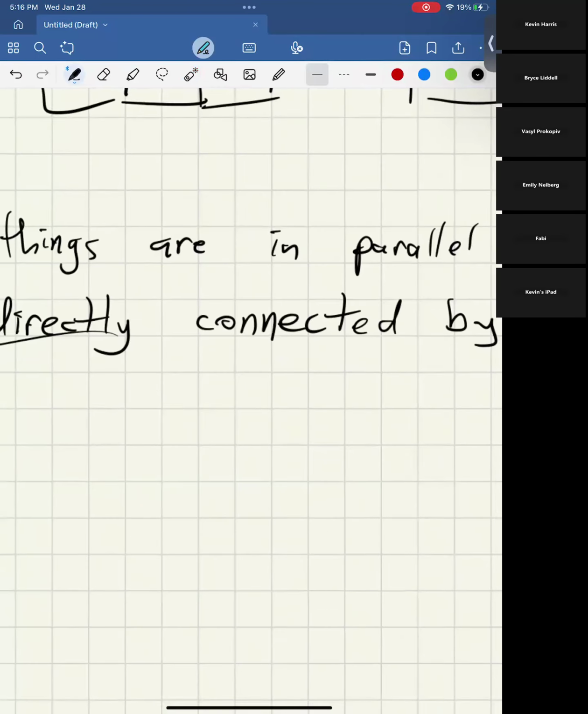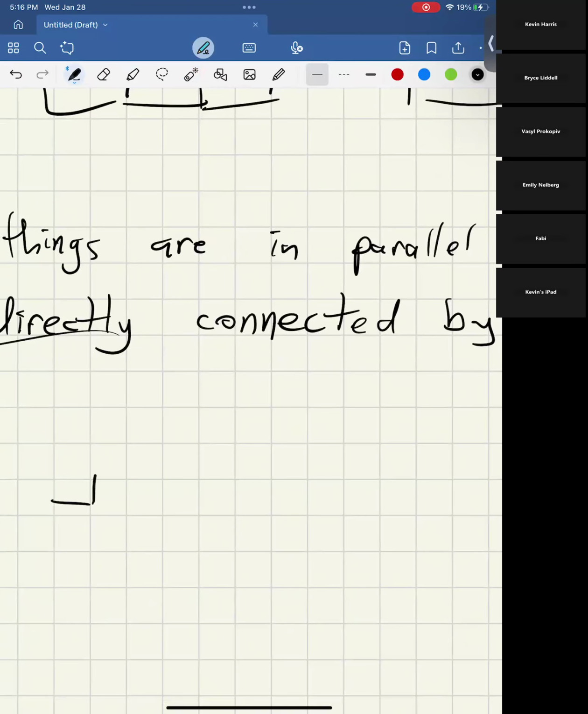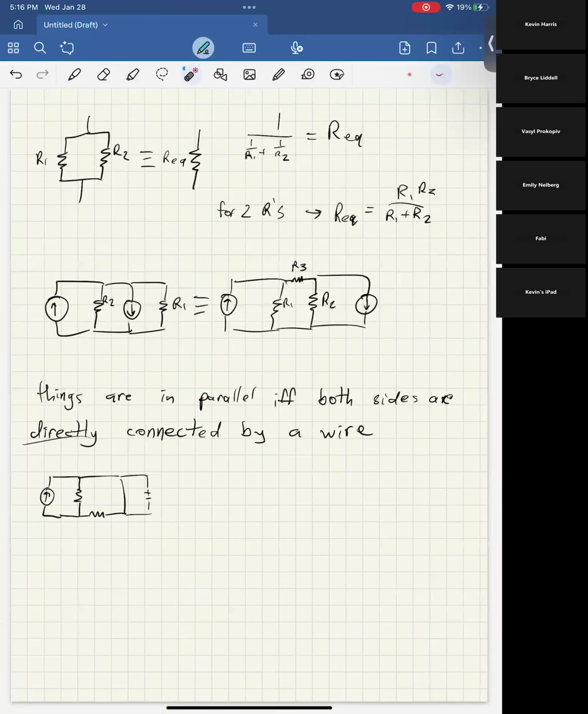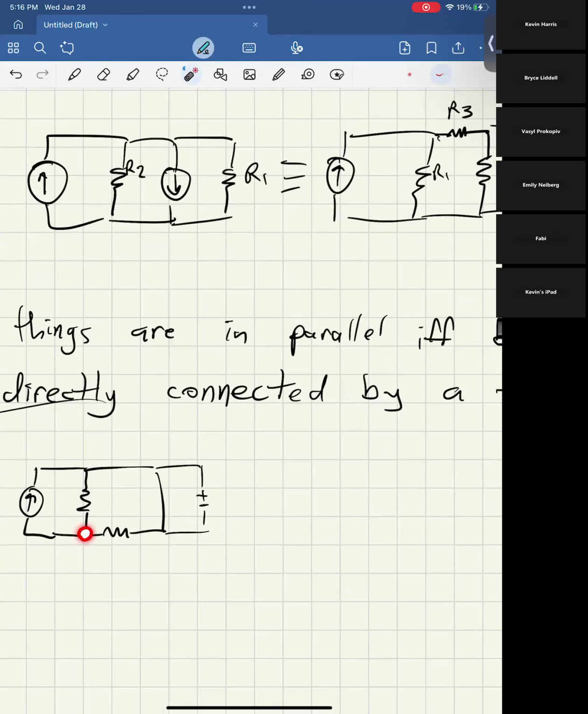Likewise, you might end up seeing something where maybe you have a circuit that looks like this, and you have some stuff here and some stuff there. It might look a bit funky, but you can find that these two are in fact in parallel. Go back here, you think, okay, these two sides are connected by a wire, and these two sides are connected by a wire, therefore they're in parallel, and you can combine them as you see fit.